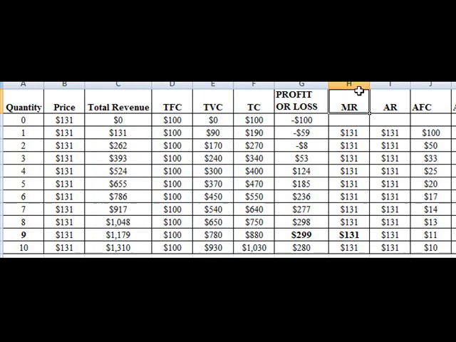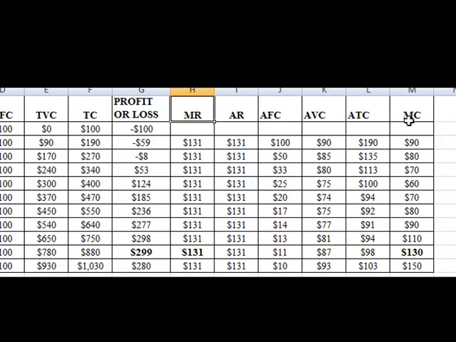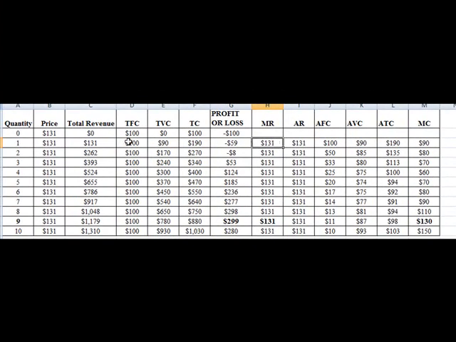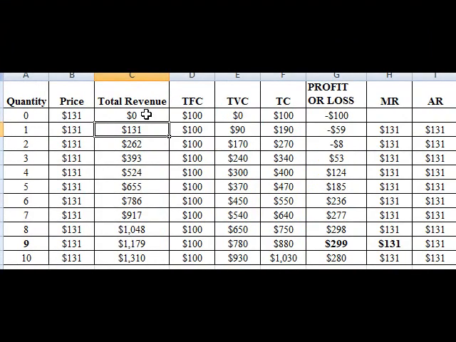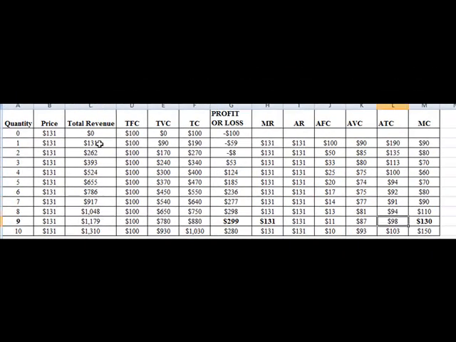Okay, so in chapter 7 we had briefly discussed what marginal cost was. Now I want to know what marginal revenue is. Now I know that I have gained $1.31 of revenue at 1 unit, at 2, at 3, 4, and so on. So for each additional unit that I produce, marginal revenue will gain $1.31.